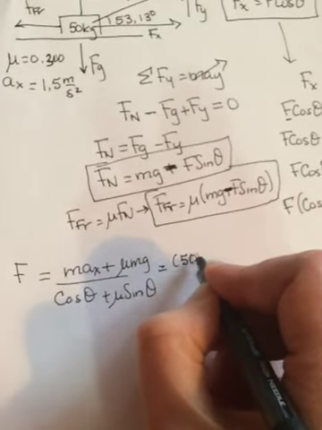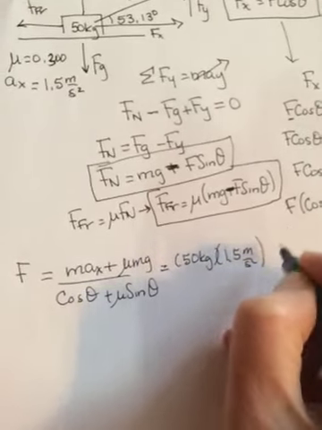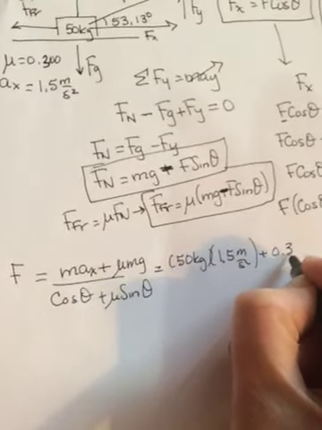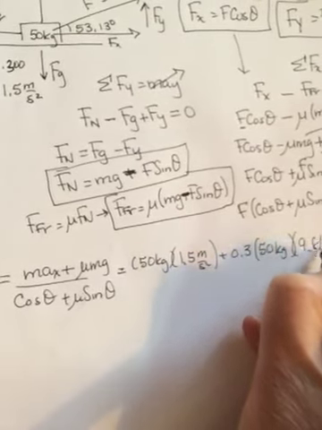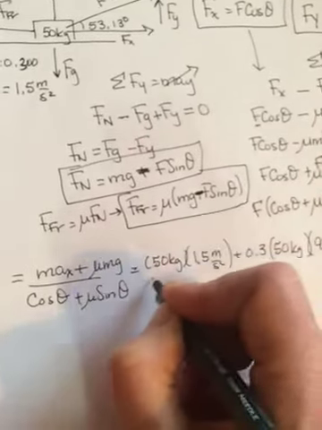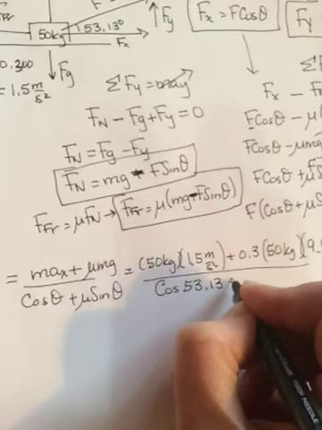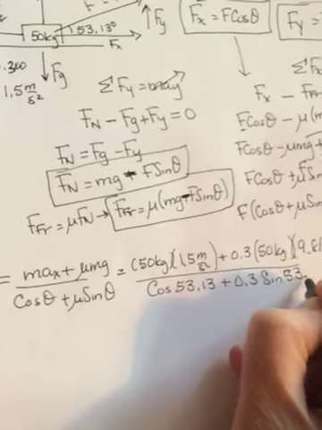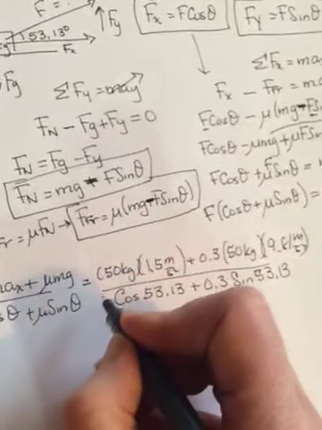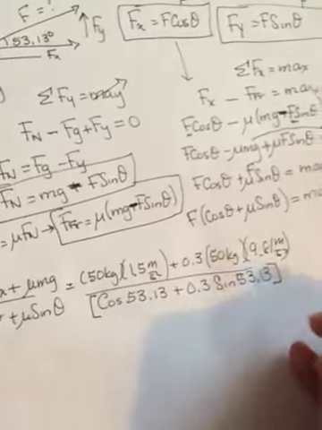The m was 50 kilograms. The a was 1.5 meters per second squared. The mu was 0.3 times 50 kilograms times 9.81 meters per second squared, divided by cos of 53.13 plus 0.3 sine of 53.13. Now the next trick is, can you punch this in your calculator correctly? The top should be easy. The bottom, you need to put the whole bottom in brackets, okay, to punch it in correctly.